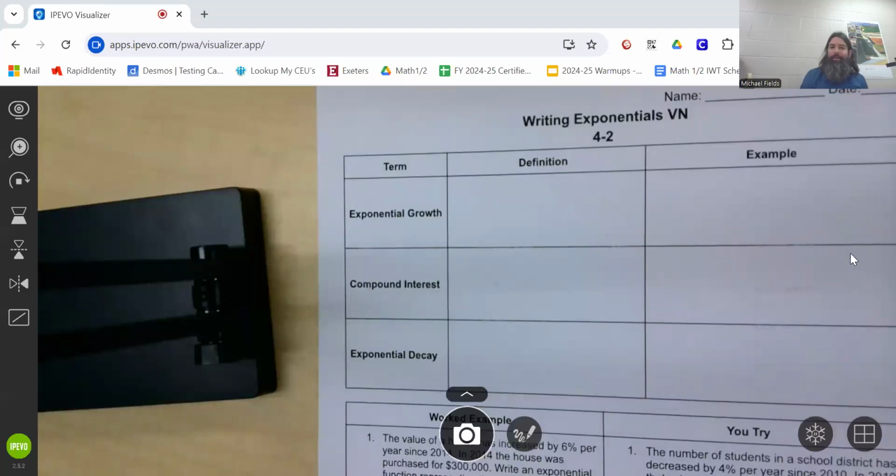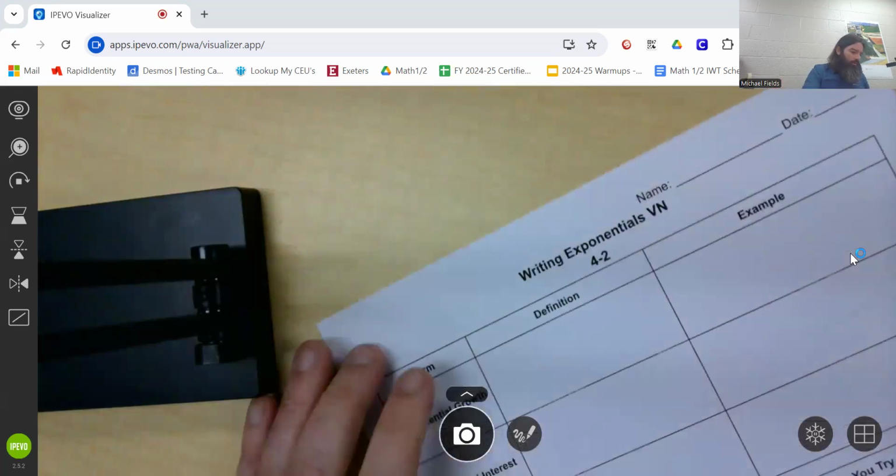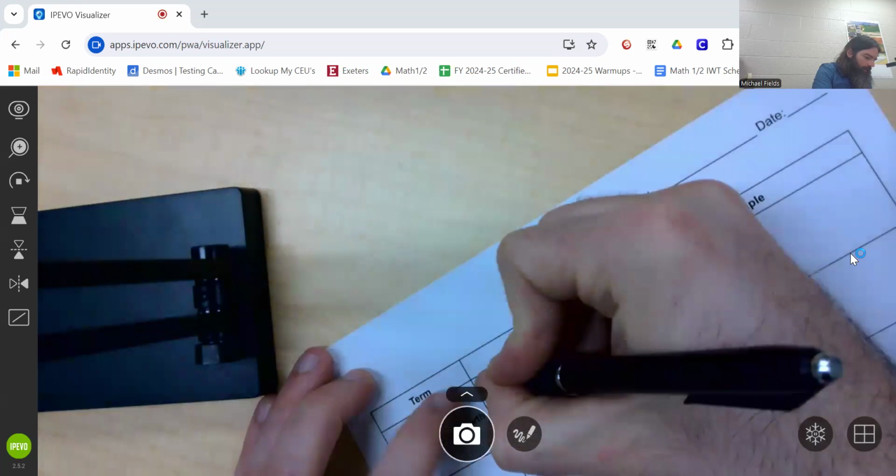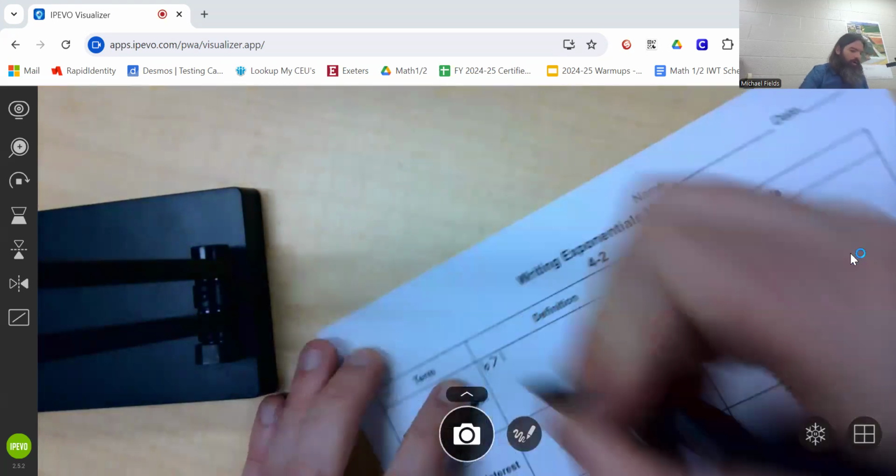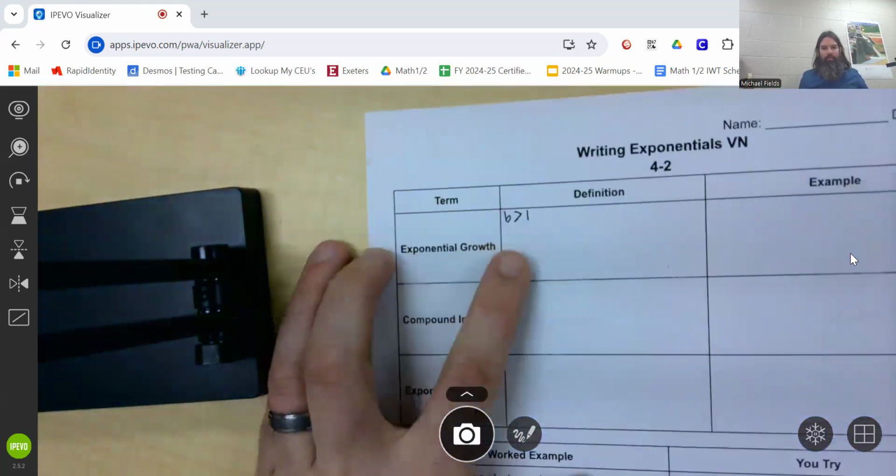Hey everyone, today we're going to be continuing learning about exponential functions. We're going to be specifically writing exponential functions from situations, and we're going to continue to talk about exponential growth and exponential decay. So, with exponential growth, remember that our b value has to be greater than 1. Our common factor has to be greater than 1.